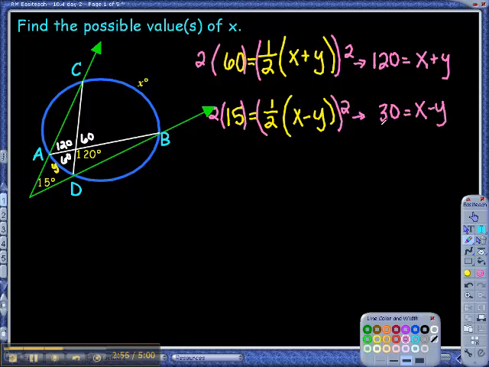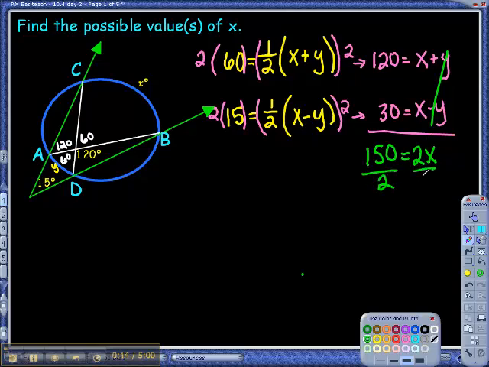Well, now it's set up for elimination. If I add those two equations together, I already have opposite y values. So our y's cancel, and as I add these two equations together, we end up with 150 is equal to 2x. So then when I divide both sides by 2, we find that x is equal to 75. On this problem, all we had to do was find the possible value of x, so x has to be 75. And that's the degrees of that arc CB.